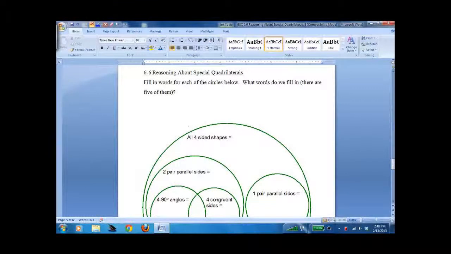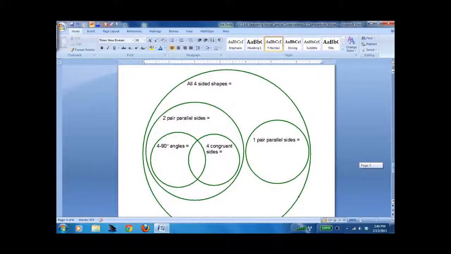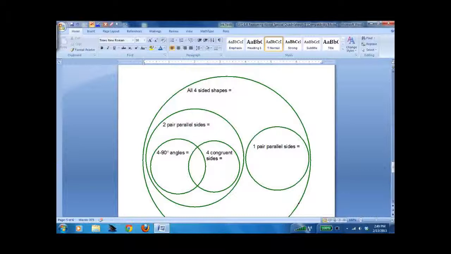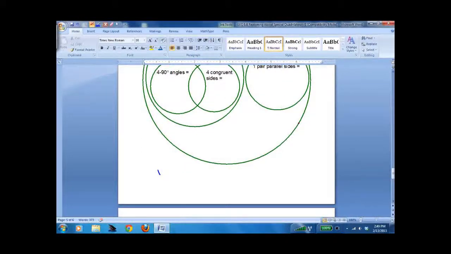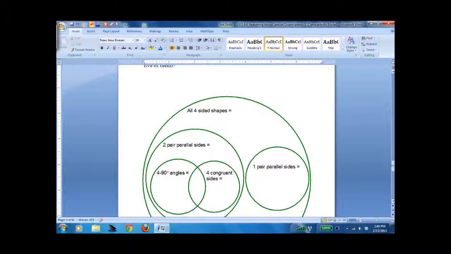Lesson 6.6, Reasoning about Special Quadrilaterals. This is kind of a review, so you can really do it on your own. And what I would say is look at this Venn diagram and figure out what goes in based on what we've done. And they're all going to be certain shapes of quadrilaterals. So if I were you, I would pause the recording now and then try it on your own.